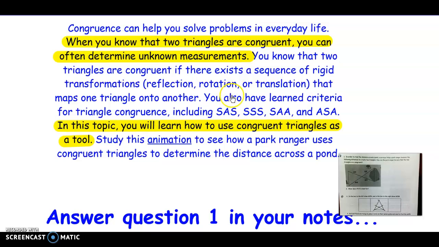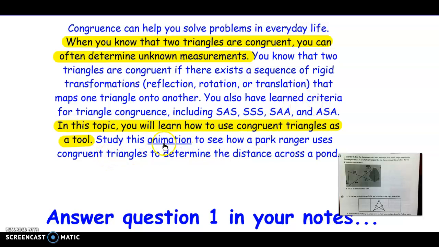Also in topic 9, we learned shortcuts for proving triangles are congruent. So no longer do we have to show all 6 congruent parts. We have shortcuts that allow us to only know 3 pieces of information and still show the triangles are congruent. Those shortcuts are SAS, SSS, SAA, and ASA. We do have a 5th shortcut, HL, but remember that only applies to right triangles.